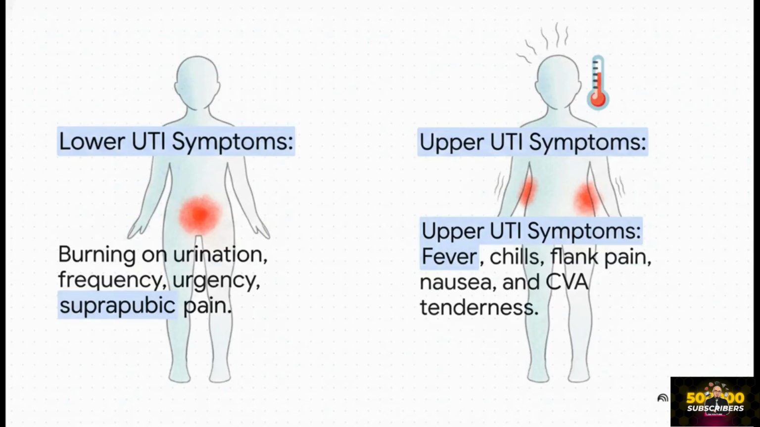Look at the left. Lower UTI symptoms are all local. It burns when you pee, you feel like you have to go all the time, maybe some pain right above your pubic bone. But look to the right. Upper UTI symptoms are systemic. The whole body gets involved. We're talking fever, chills, and the classic sign, flank pain and CVA tenderness. That's when it hurts if someone gently taps on your back right over the kidneys. That's how you tell the difference.